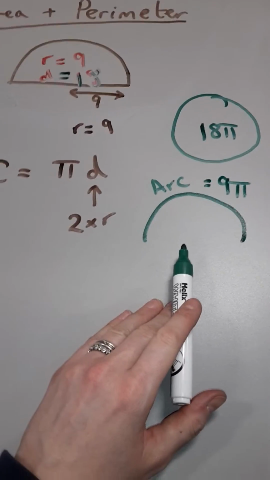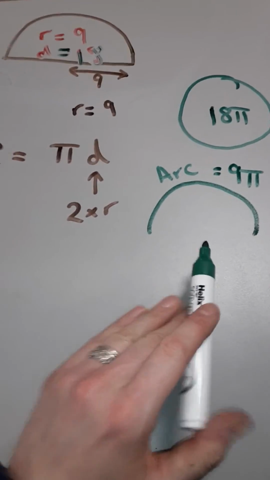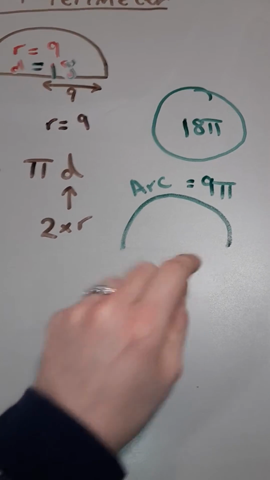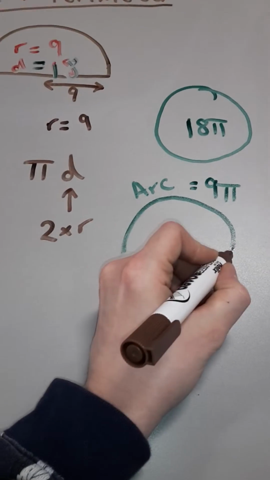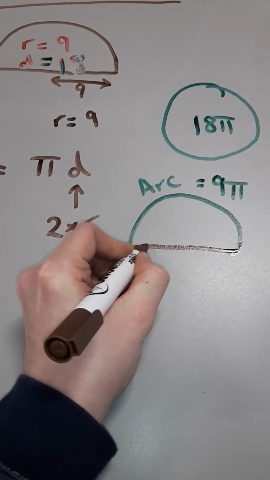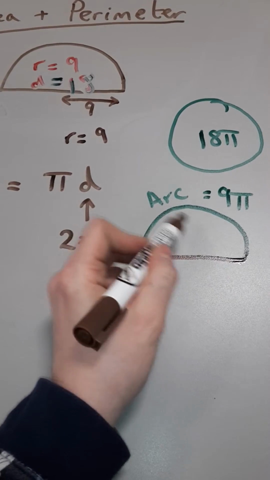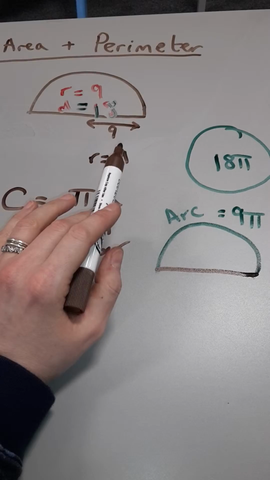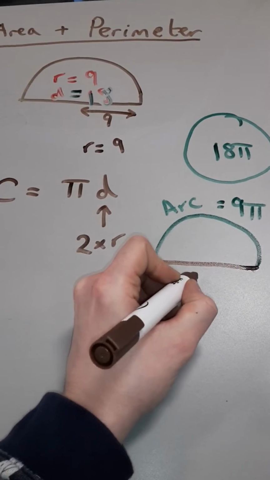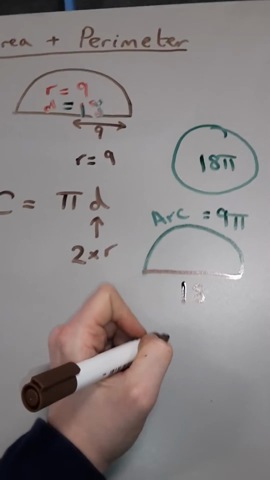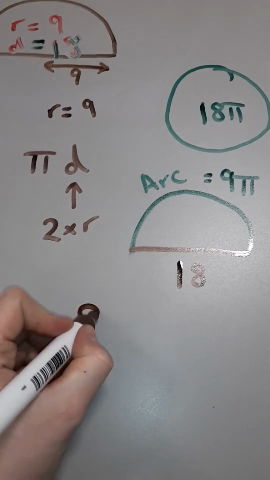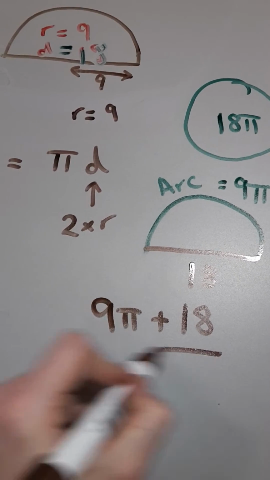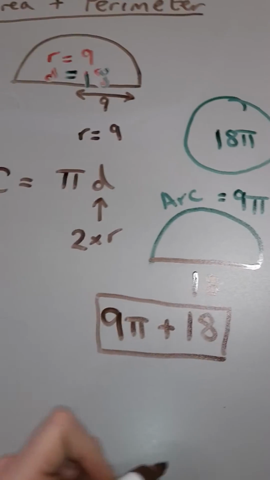Now notice that this is not a proper shape because it's not closed, i.e. it's got a gap. It's just a line at the moment. It's not actually 2D because it's not a closed shape. So what we need to do is now take this arc and close it up, so we get an actual object rather than just a line or a curve. So to do that, I need to add on my diameter, which was 18. Now how we write this is 9 pi plus 18. And that's our answer for our perimeter.